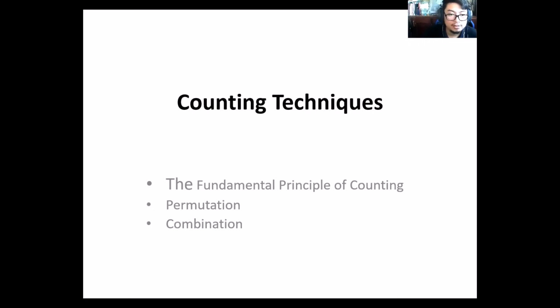Okay, good day, class. Today we will talk about counting techniques. We can identify the probabilities and combinations by using these three methods. First, we have the fundamental principle of counting. Second, permutation, and the third is combination. But today, we will focus on the fundamental principle of counting.